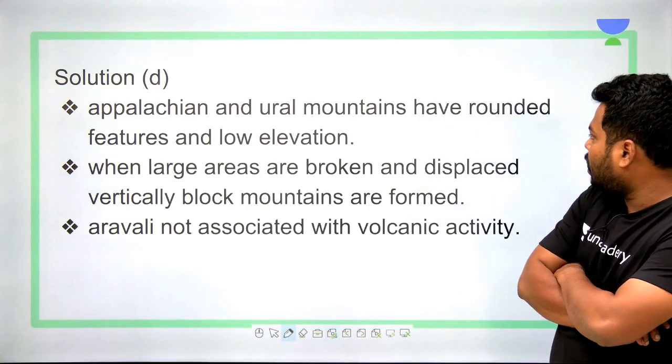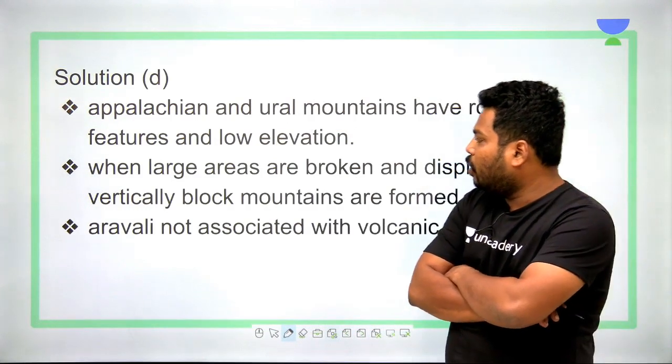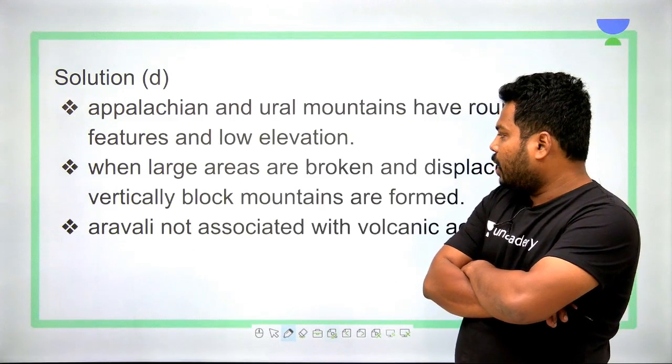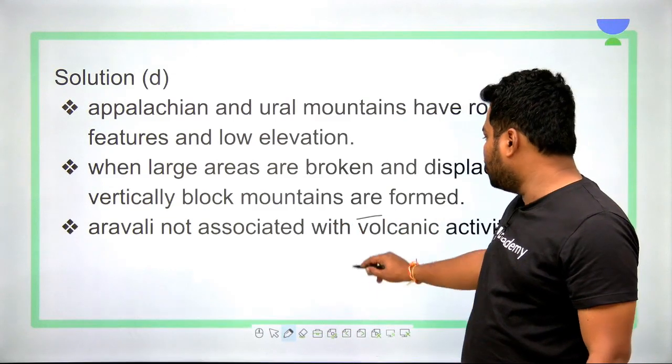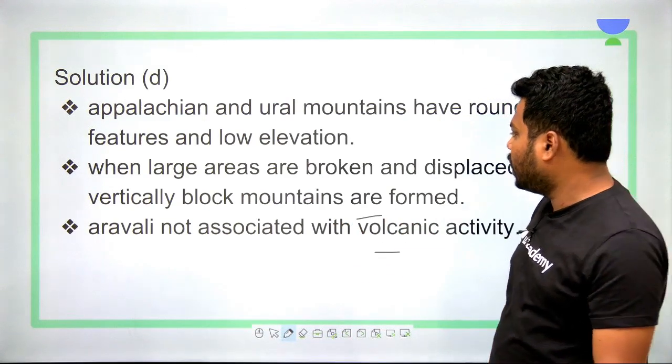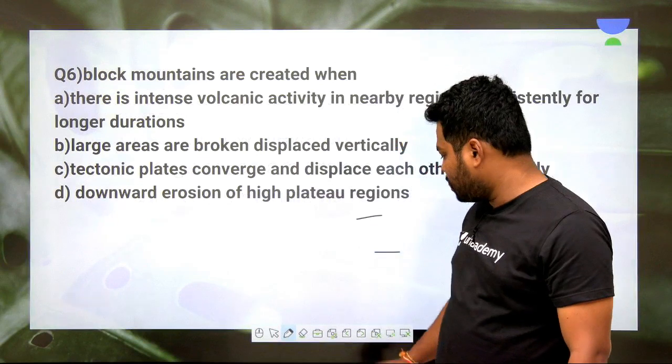See, Appalachian and Ural mountains have rounded features and low elevations. Clear? When large areas are broken and displaced vertically, block mountains are formed. Aravallis are not associated with volcanic activities. Next question.